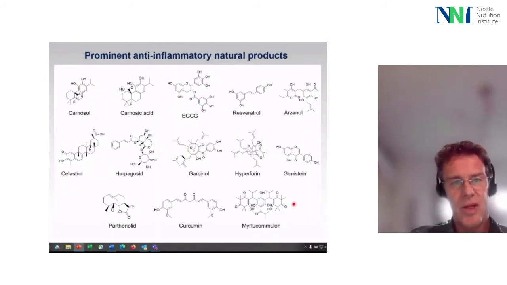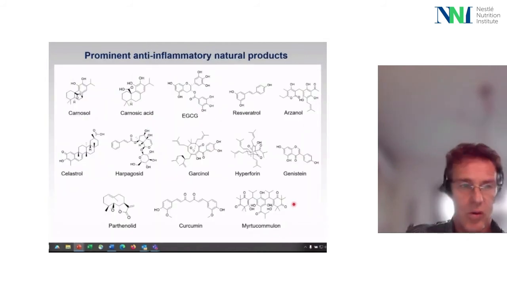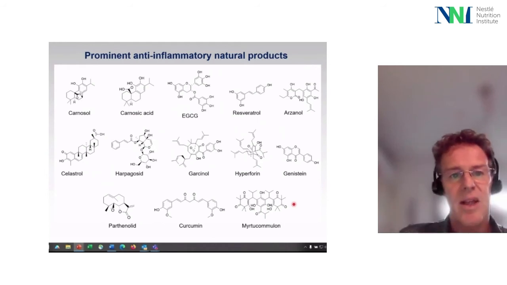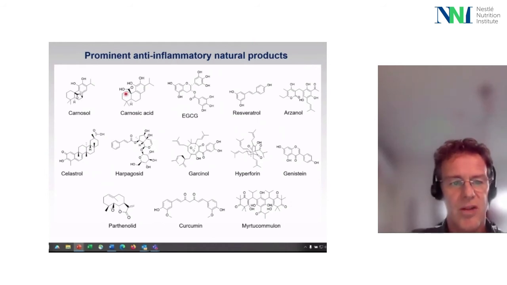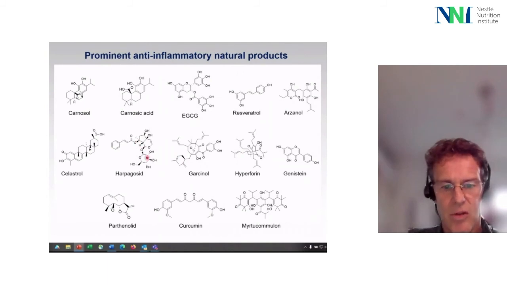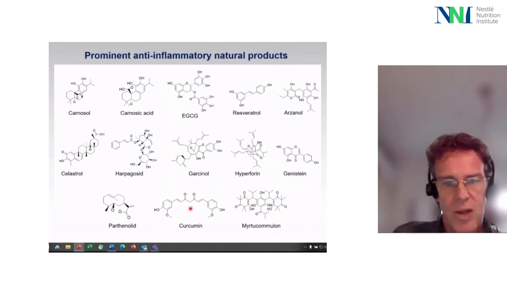We then also investigated other prominent anti-inflammatory natural products that are quite commonly used, like carnosol, carnosic acid, EGCG, resveratrol, harpagoside from devil's claw, curcumin, parthenolide, and so on, and checked whether they are able to induce SPM formation.